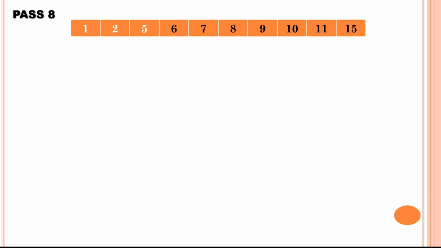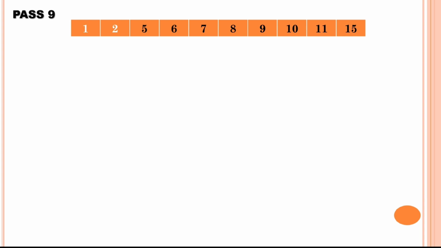Now starts pass 8 with the first 3 elements. The first pair here is 1 and 2, so there will be no swapping as 1 is less than 2. Similarly for the next pair 2 and 5, there will be no swapping, and here we have reached the end of pass 8. Here comes the last pass, that is pass 9, and in this pass we will consider only the first 2 elements.